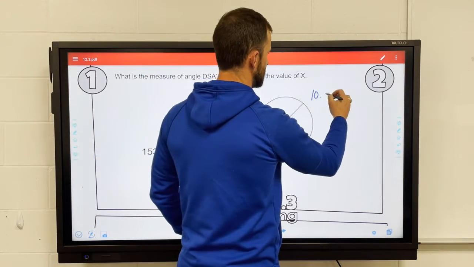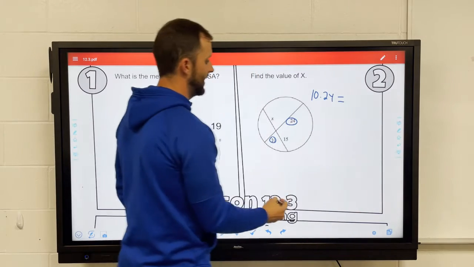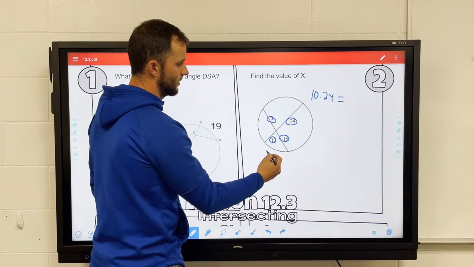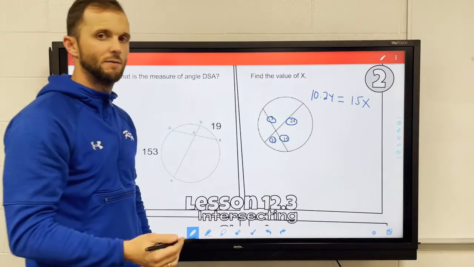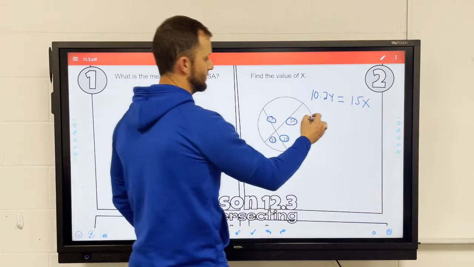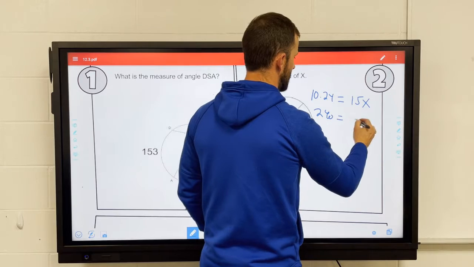So I'm going to do 10 times 24, and I'm going to set that equal to 15 and x, which are on the same line. So I'm going to do 15 times x here. So literally all I have to do is solve for x now. So 10 times 24 is going to be 240.